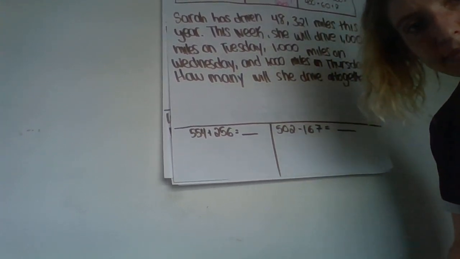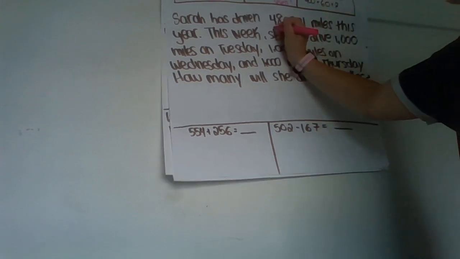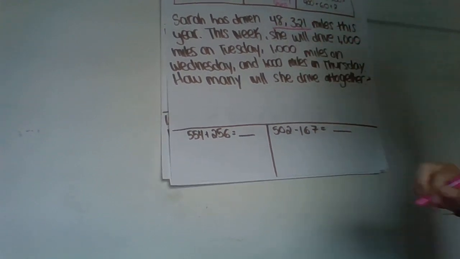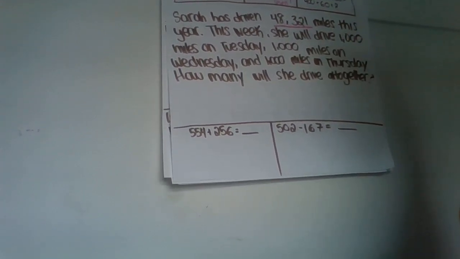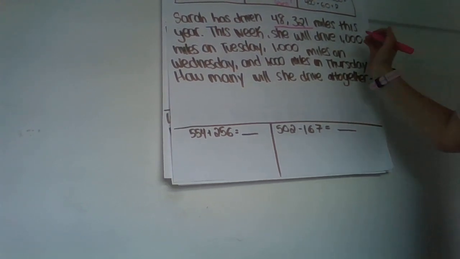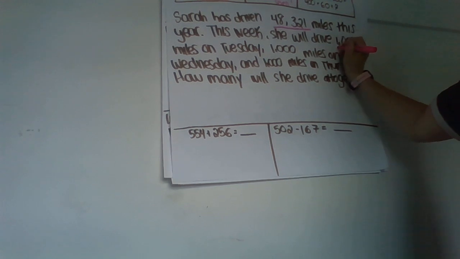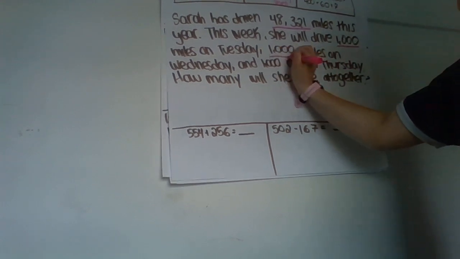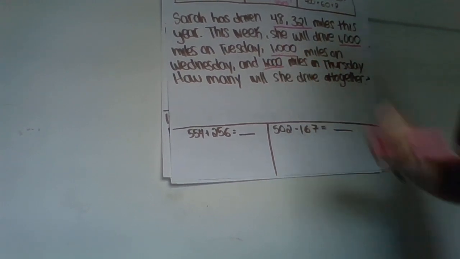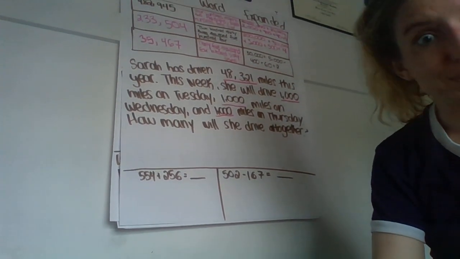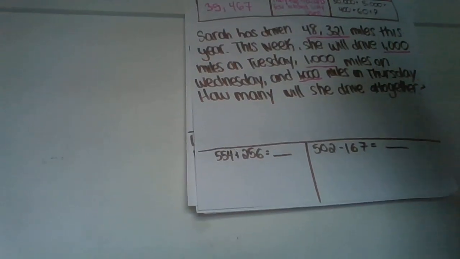So let's start thinking about what the important numbers are here. I know she's already driven 48,321. I need to figure out how many she's driven now that she's added all these other thousands. So I'm going to underline the 1,000 here, 1,000 here, and 1,000 here. Now, there's a couple different ways that I can solve this problem, and we will talk about that in a second. For now, break in and start.